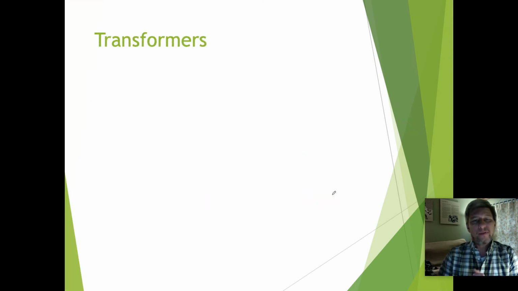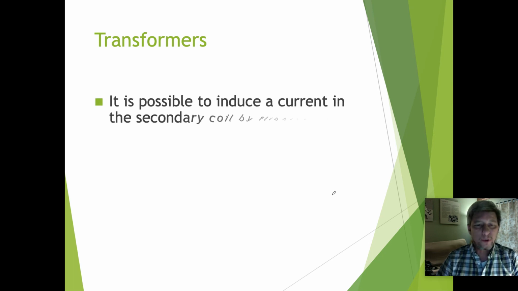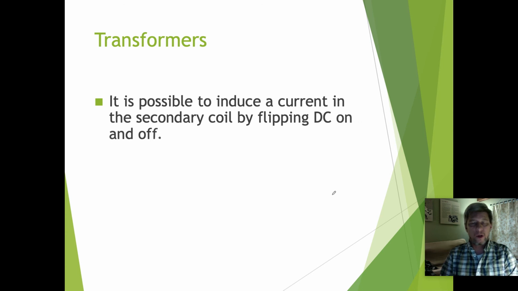Now, one last little piece of information that you can take home and stick under your pillow or send to the tooth fairy or something, is that it is possible to induce a current in the secondary coil by taking a direct current and flipping it on and off. You know, on, off, on, off. You can then induce a current in the secondary coil. And there are ways to do that that we're not going to get into today. But in any event, the transformer is typically for an alternating current scenario.